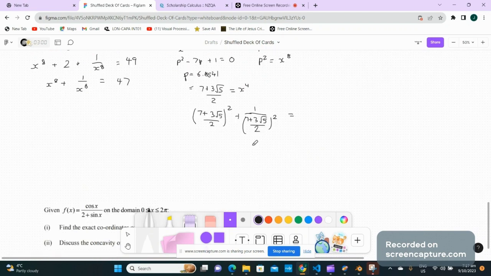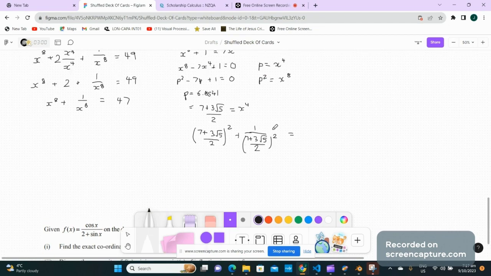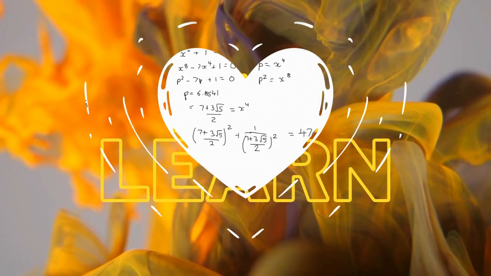I've just chucked it in my calculator. I could just do it all by hand, but it looks like it's going to take a while. So I put that in, and the answer is going to be 47.